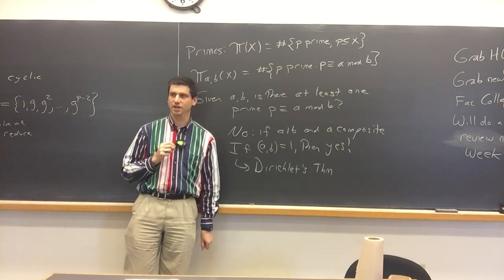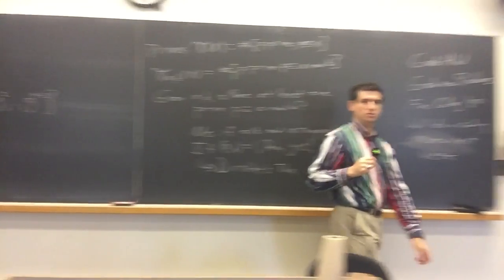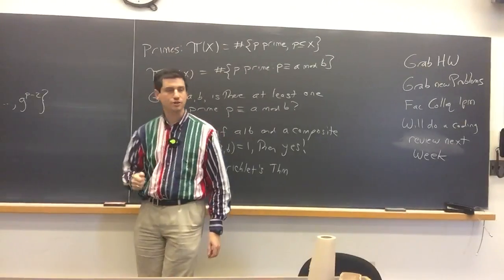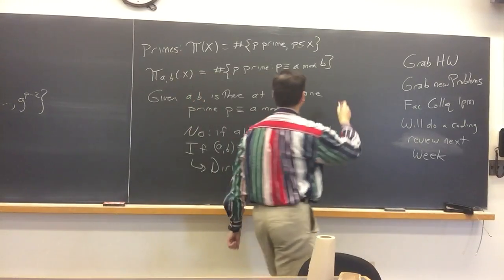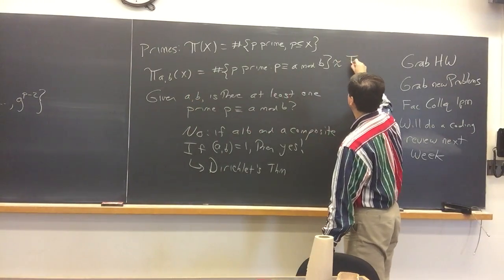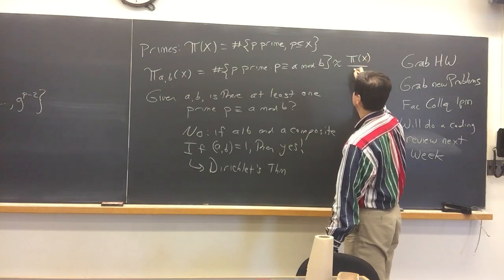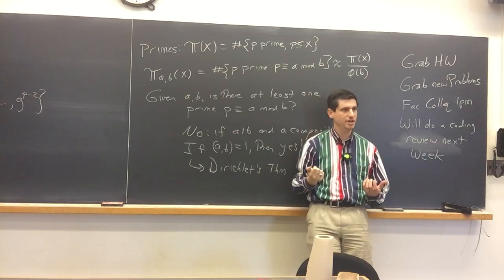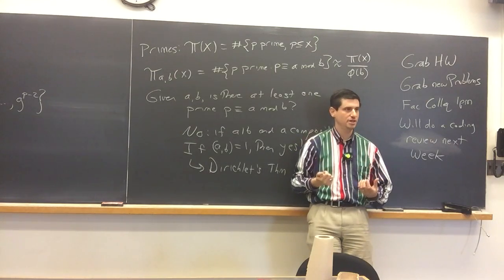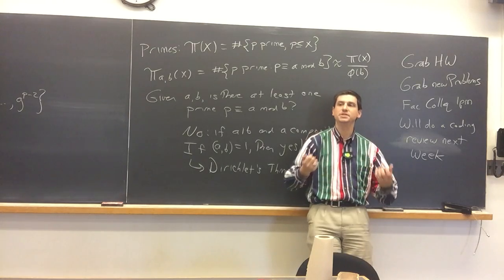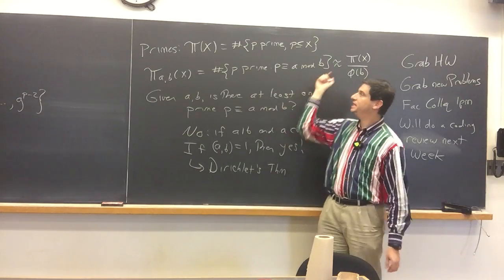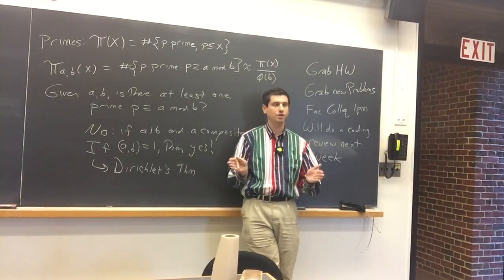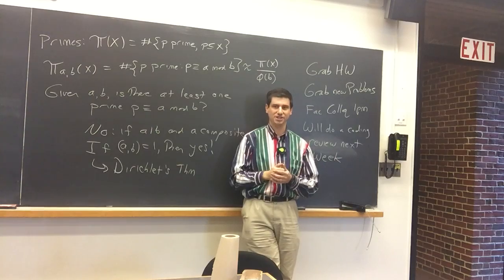Beautiful result. And the way it works is it's the tactical nuclear strike. I want to prove that there is at least one prime congruent to a mod b. What we show is that pi_{a,b}(x) is approximately equal to the number of primes up to x divided by phi of b. Remember, phi of b is the Euler totient function. It counts how many residue classes are relatively prime to b, how many numbers up to b are relatively prime. These are the candidates for a. And what it's saying is, to first order, the primes fall evenly in all these classes.